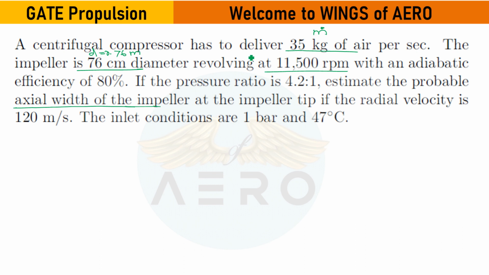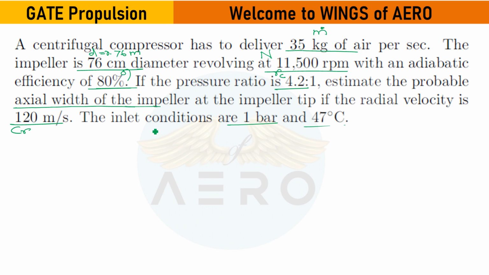Again they have given the RPM, so we have seen some formula with the RPM. N is given. They have given the efficiency, and the pressure ratio, RC, is given. At the impeller tip the radial velocity, CR, is given, and the inlet conditions they have given are 1 bar and 76 degrees centigrade.